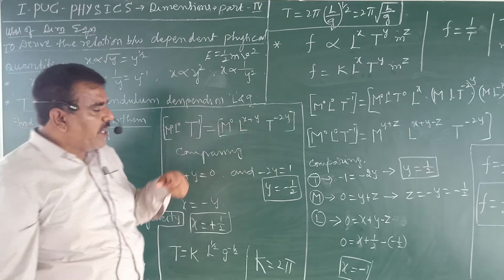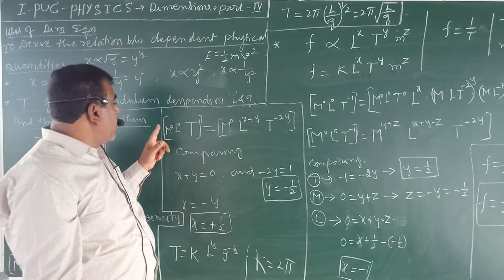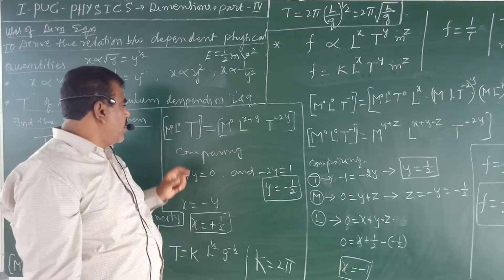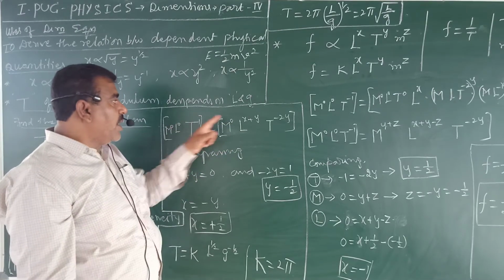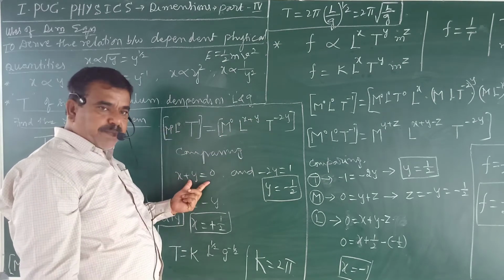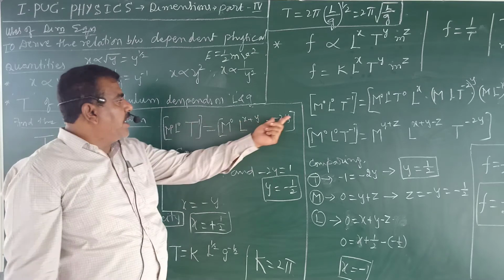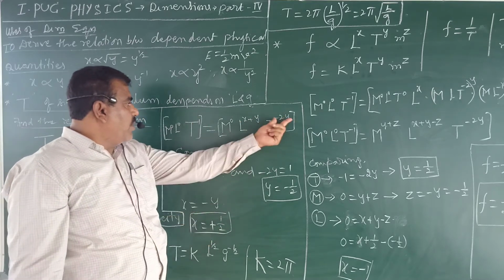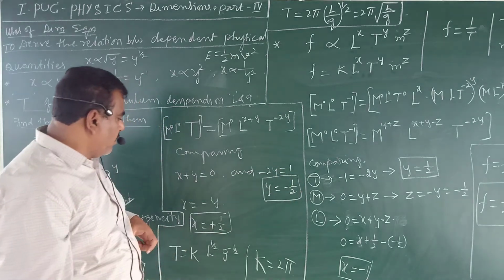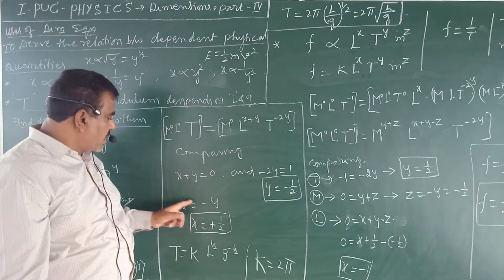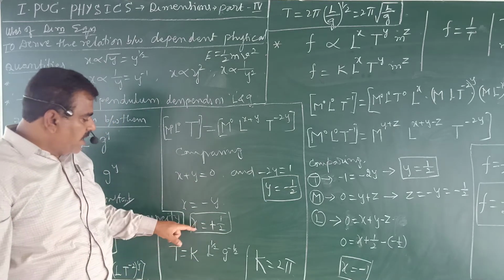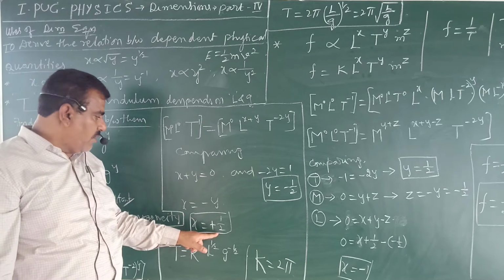For this equation to be correct, what should be the condition? The dimension of mass on both sides should be the same: here 0, here also 0. For L, here is 0, here is x plus y. Therefore, x plus y should be 0. Then for T, here is 1, here is minus 2y. Therefore, minus 2y should be equal to 1, so y equals minus half. From the other equation, x equals minus y. If I substitute minus half, minus into minus becomes plus. Therefore, x becomes plus half.